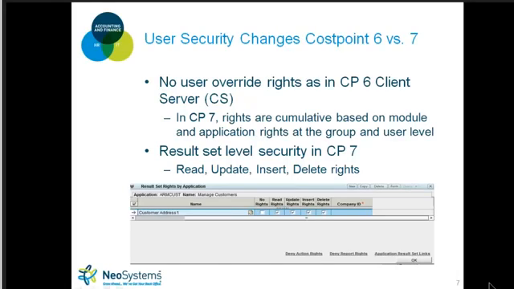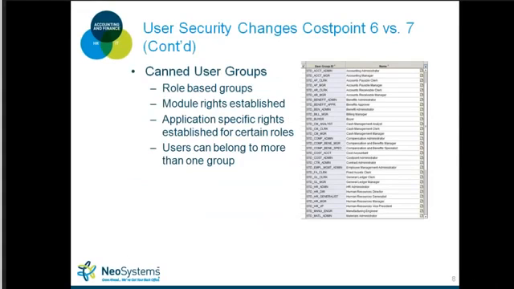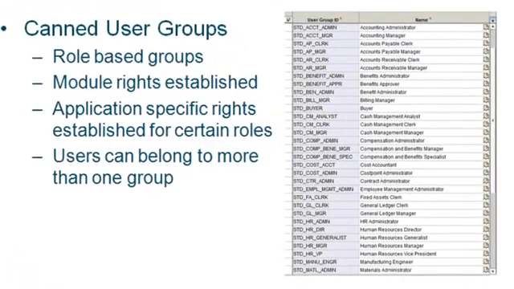Another change in Costpoint 7. Deltek has been very generous and provided canned user groups, and many canned user groups you can see in the snapshot I've provided on this slide. These are all role-based groups. You can see the billing manager, the accounts payable manager, the accounting manager. Deltek has taken this opportunity, based on their knowledge built up over many years of experience in this area, to define what these people would typically have access to in that role. So it's a good place to start.